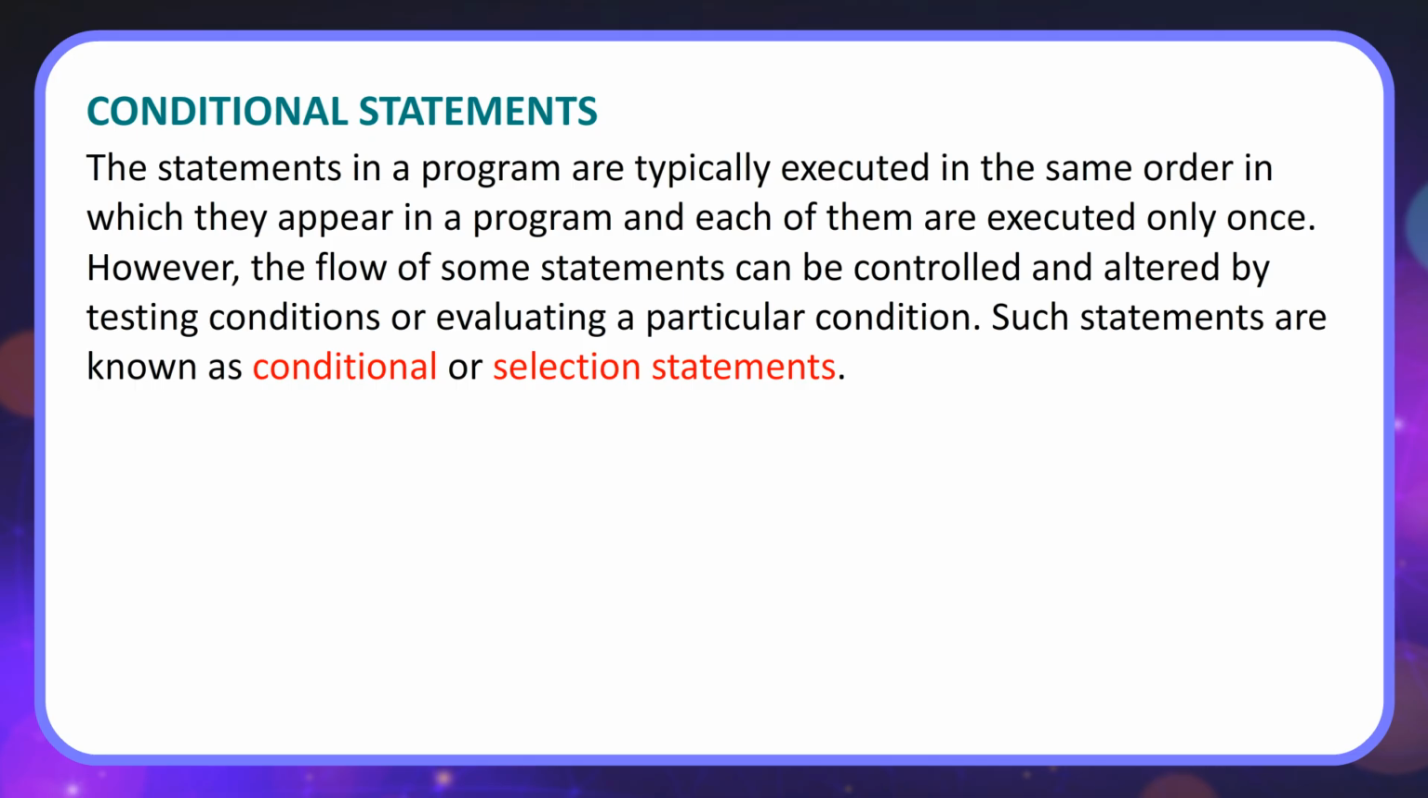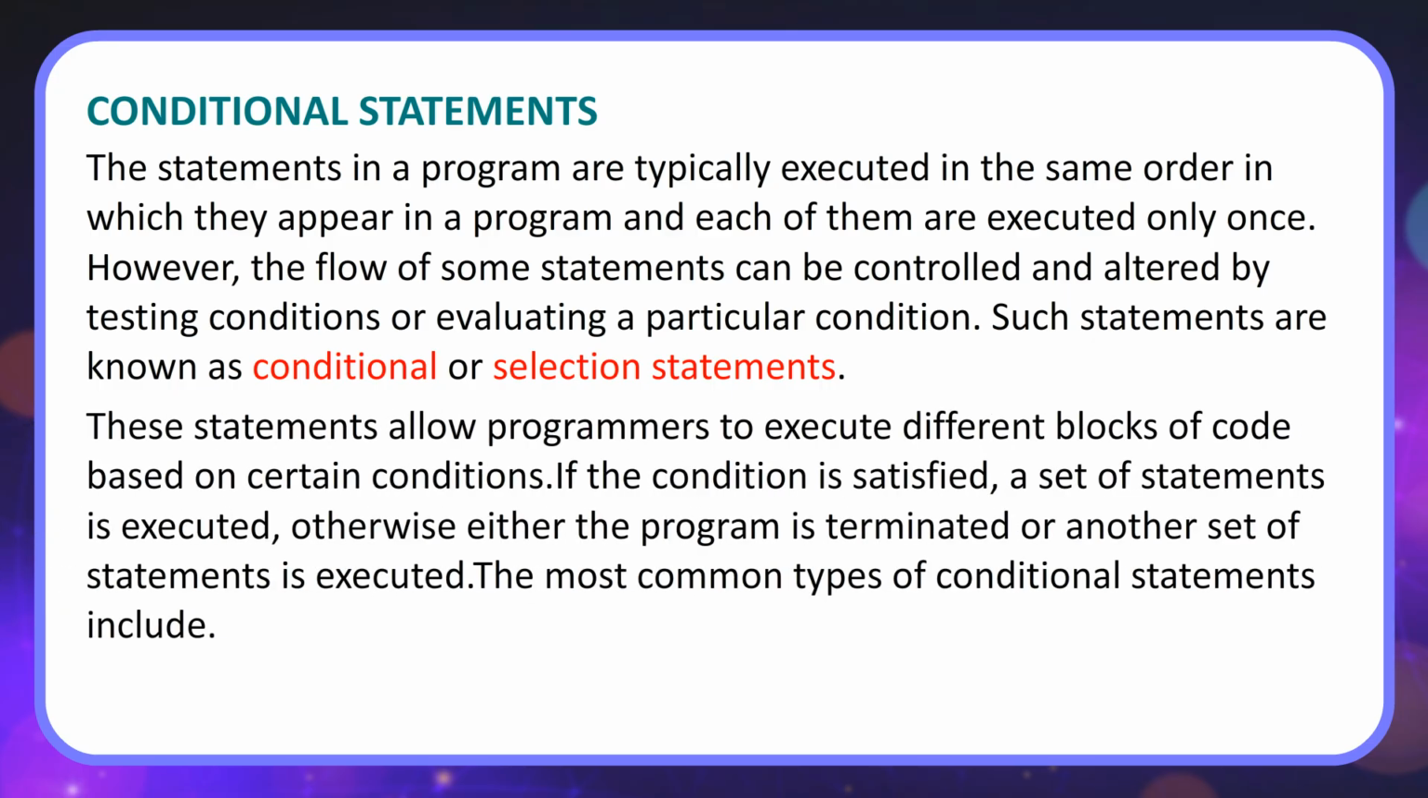The statements in a program are typically executed in the same order in which they appear, and each of them is executed only once. However, the flow of some statements can be controlled and altered by testing conditions or evaluating a particular condition. Such statements are known as conditional or selection statements. These statements allow programmers to execute different blocks of code based on certain conditions.